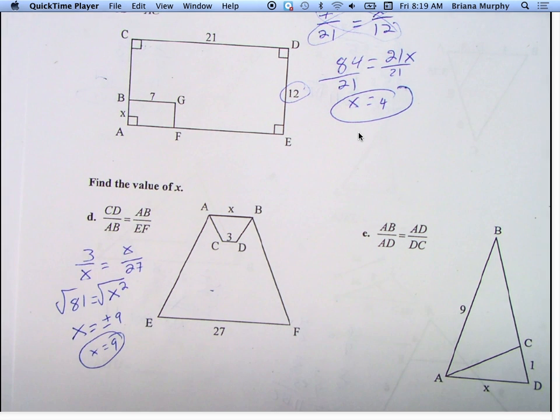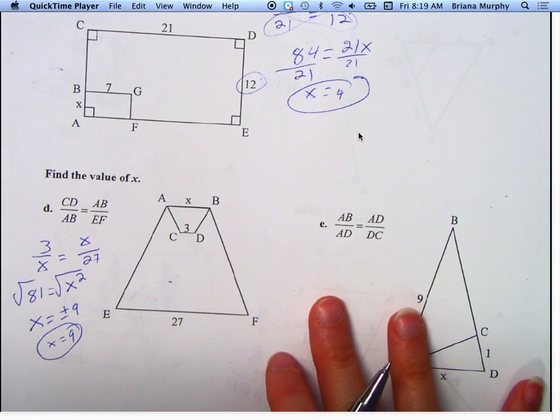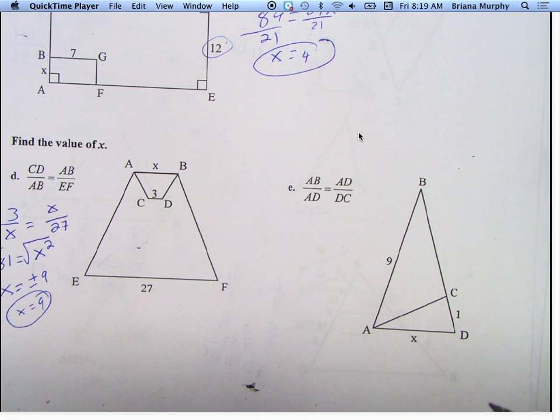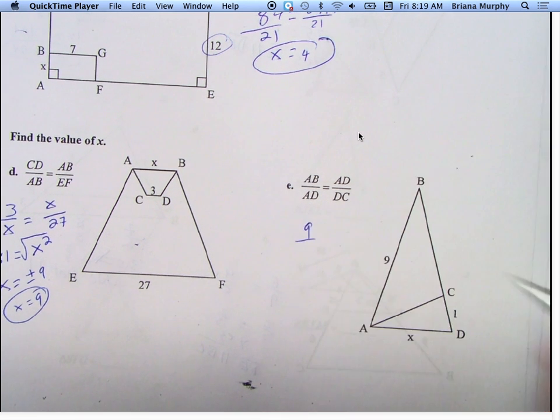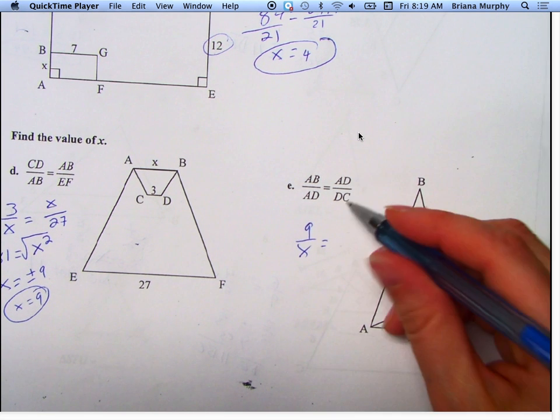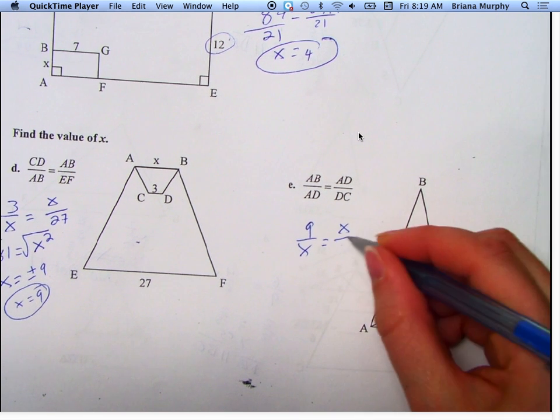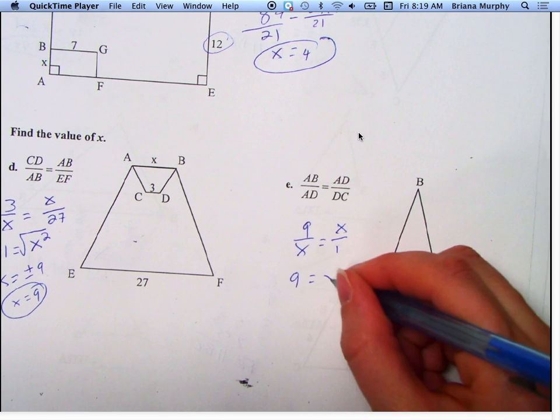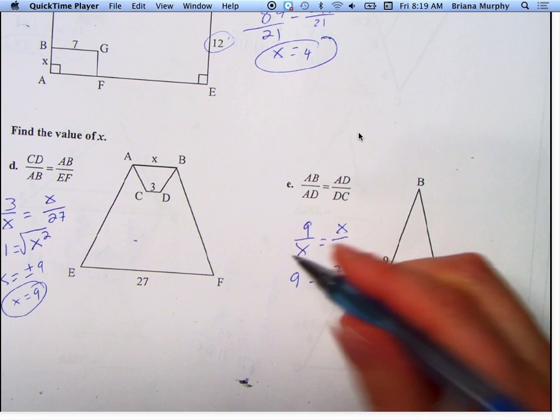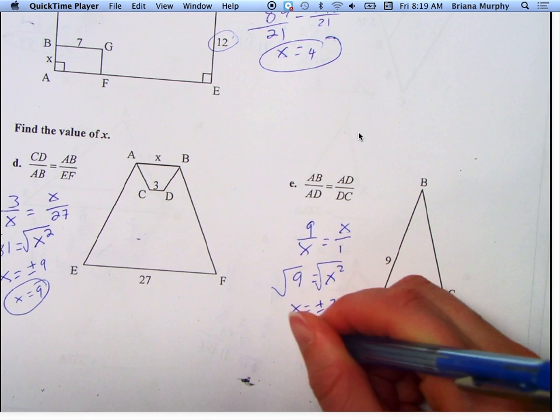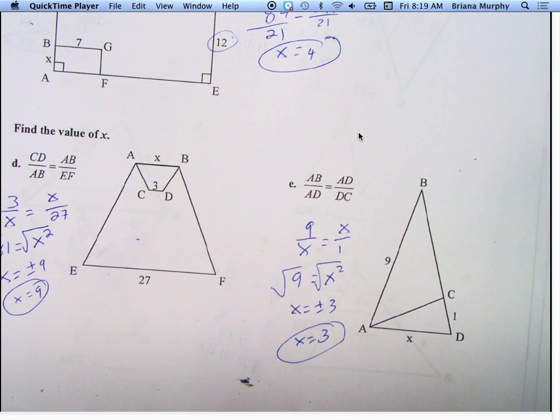Okay. What do we get, guys? AB is 9. What's AD? What's DC? 9 times 1 is? X times x is x squared. So what do I do now? X equals plus or minus 3, but in this case it doesn't make sense for it to be anything but 3.